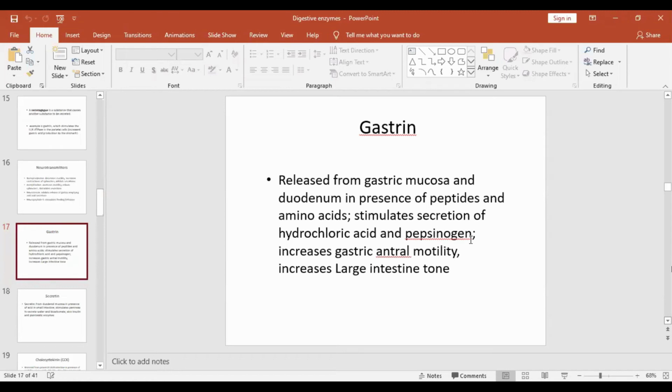First, it itself helps in the degradation of those large molecules. And after that, it helps in the cleaving of pepsinogen to pepsin, meaning it converts it into its active form.